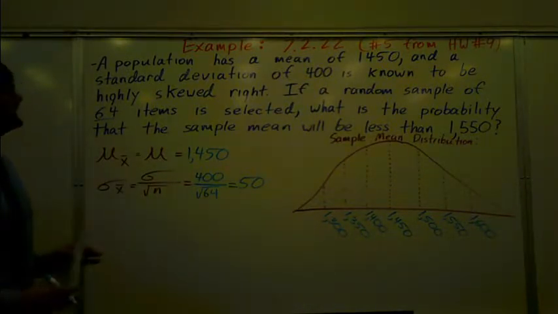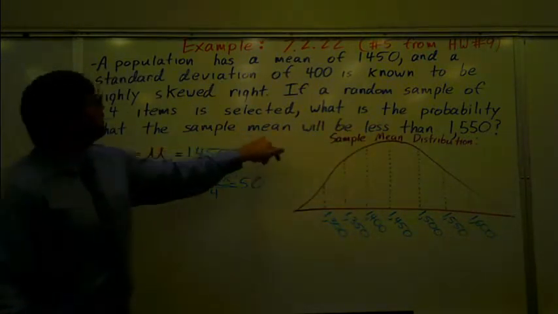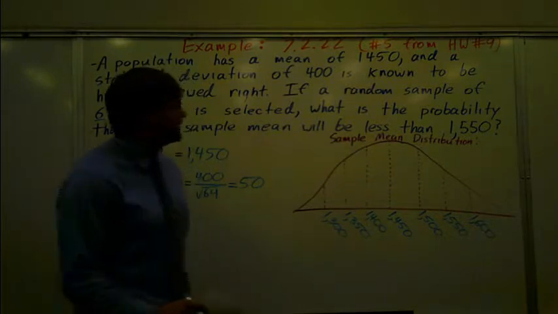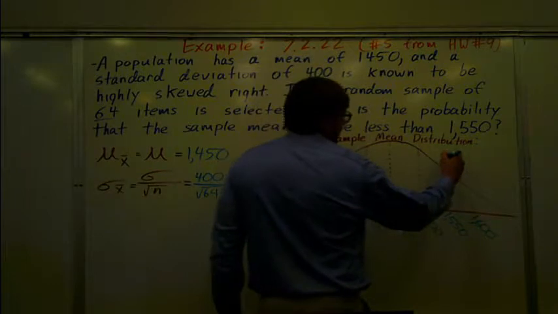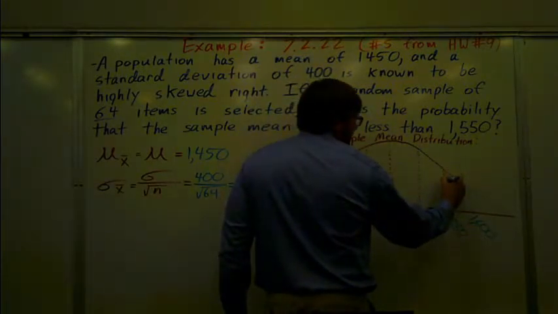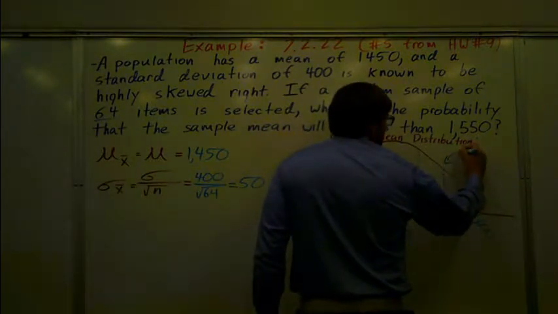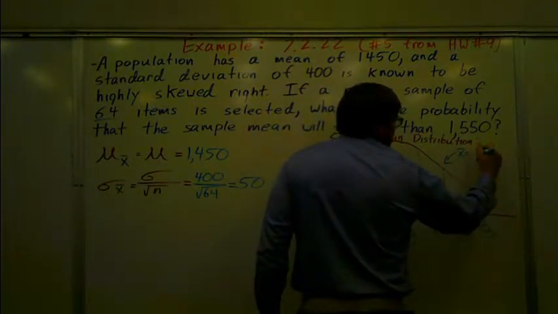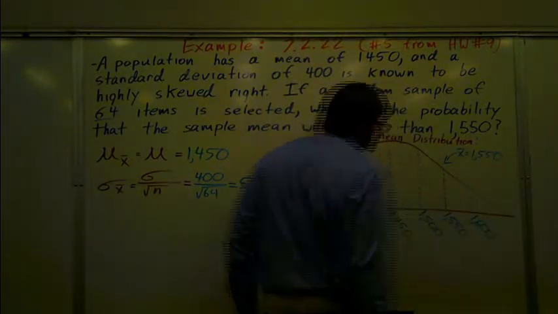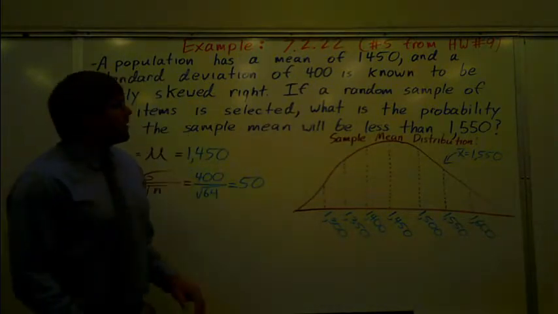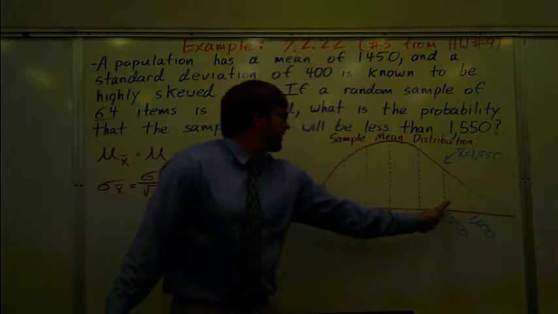What we're asked now is to find the probability that the sample mean will be less than 1,550. So I'm going to go ahead and identify where 1,550 is, and of course that is right here. So the probability that it's going to be less than 1,550 would relate to the area to the left of this.